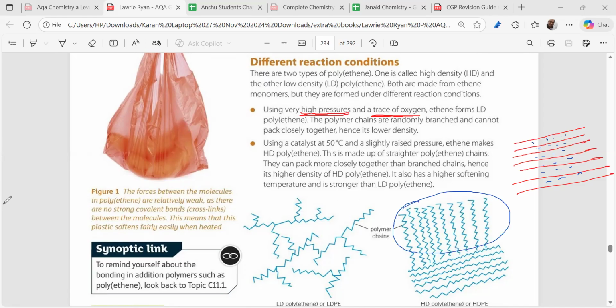On the other hand, if we want to make a flexible plastic bag, we have to make sure that the polymer chains are randomly broken. Is this step clear to you? We have to break the random chains.